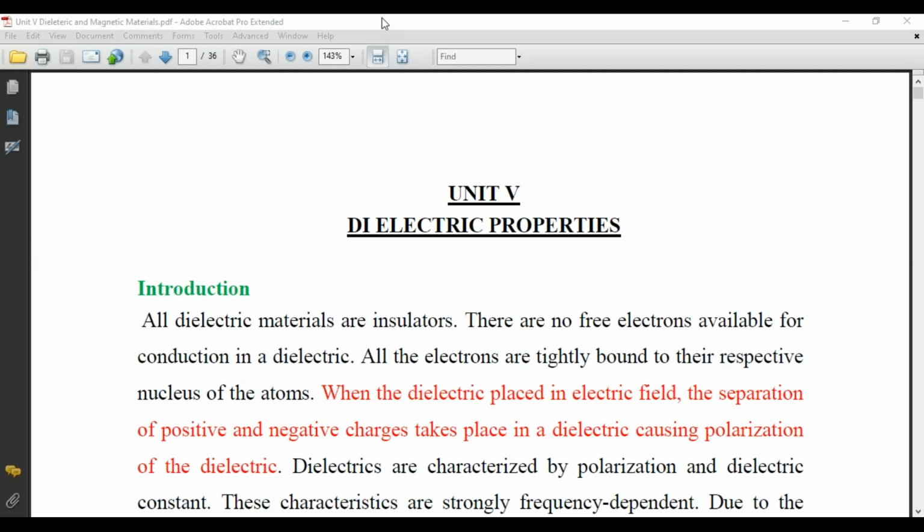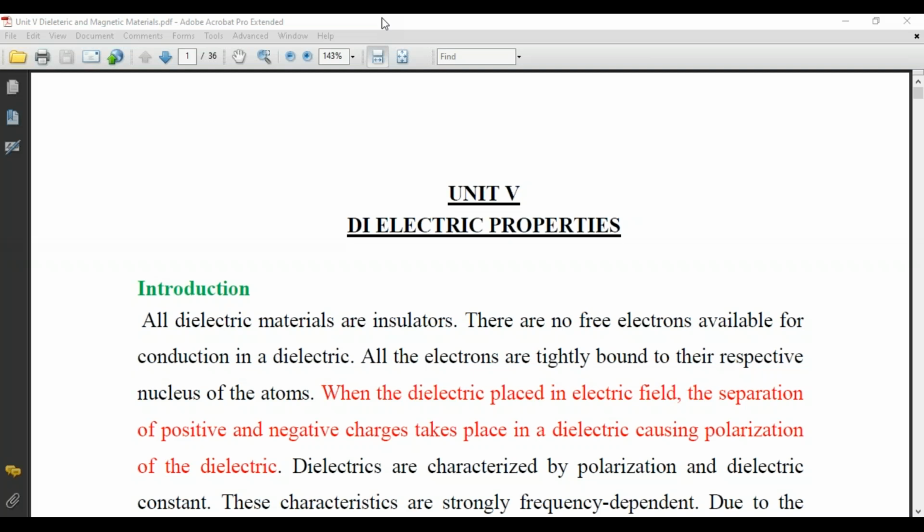Then the net dipole moment is not zero in the case of polar molecules when subjected to an electric field. But the individual dipole moment is not zero even when the field is not applied. Individual dipole moments exist, but the net dipole moment is always zero. But when subjected to an electric field, it undergoes polarization, and the net dipole moment is not zero. So these are some examples of polar dielectric materials: water molecule, ammonia molecule, and HCl. There are so many materials.